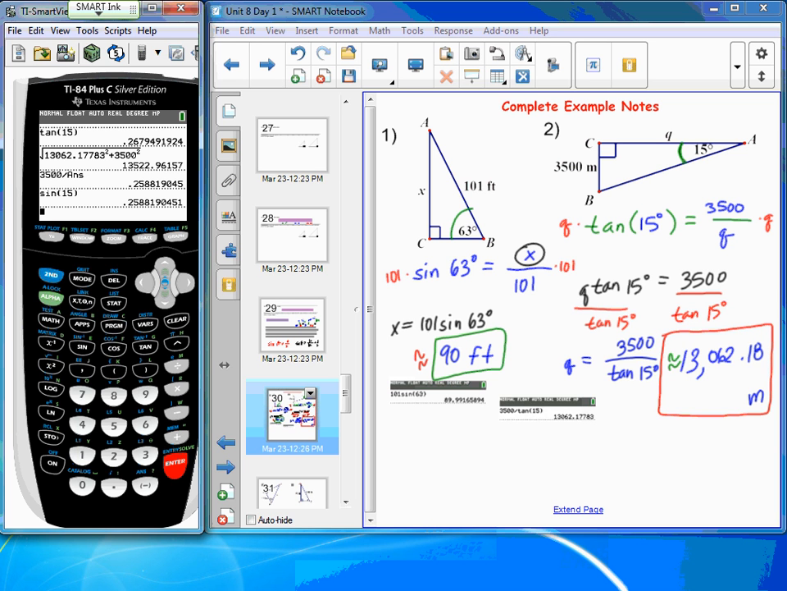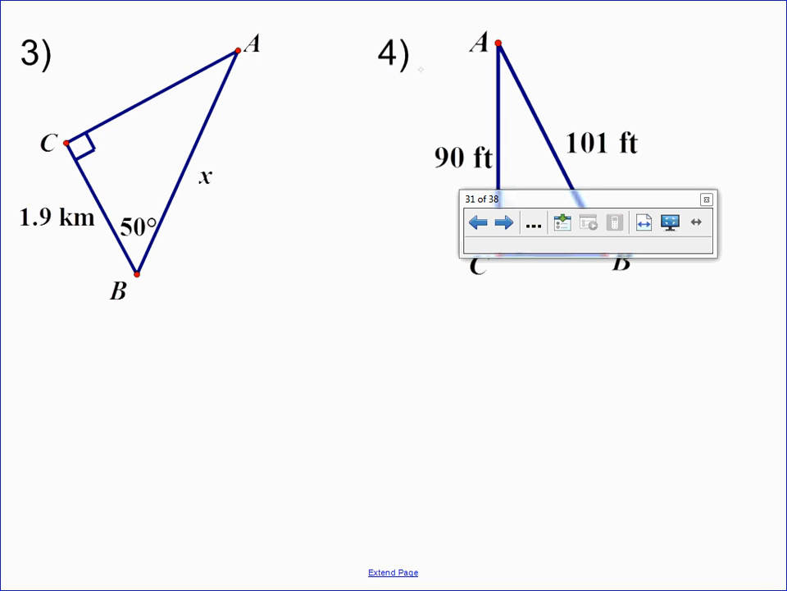Now let's take a look at another. In relation to 50 degrees, which side lengths are x and 1.9? Go ahead and tell your partner which trig function, sine, cosine, or tangent, I'll use for number 3's equation. Which trig function relates 50 degrees, 1.9 kilometers, and x? Get ready to share with the whole class.